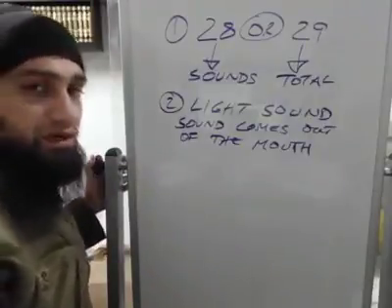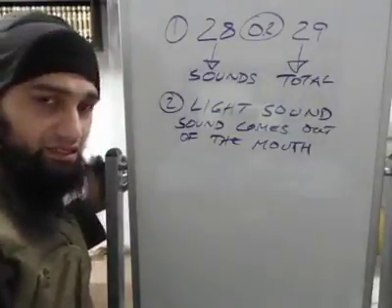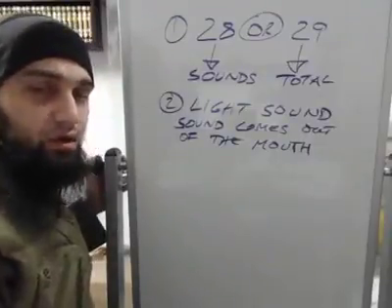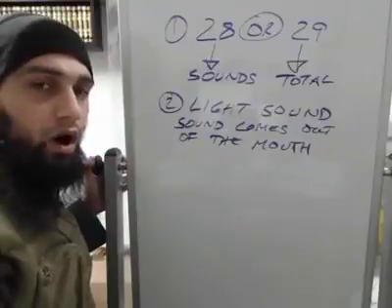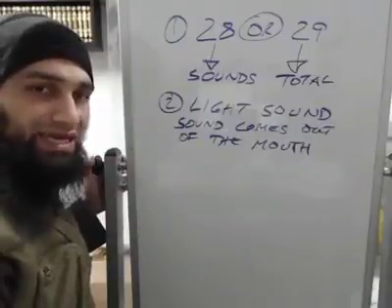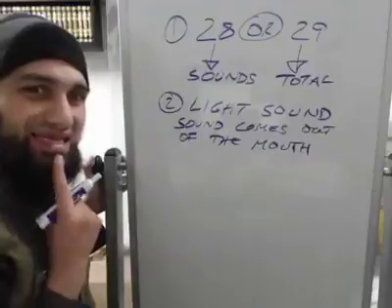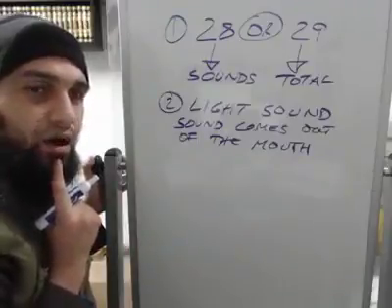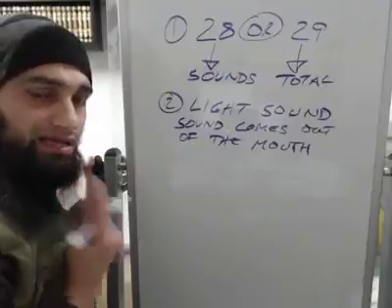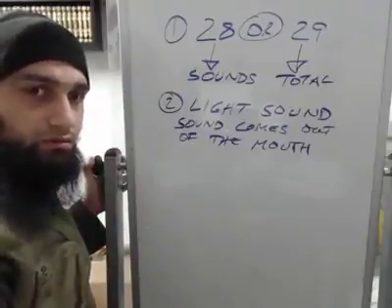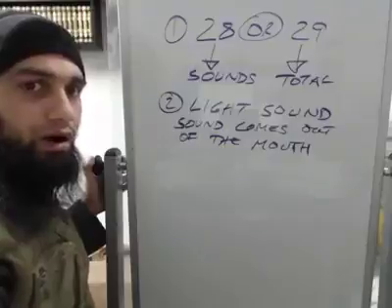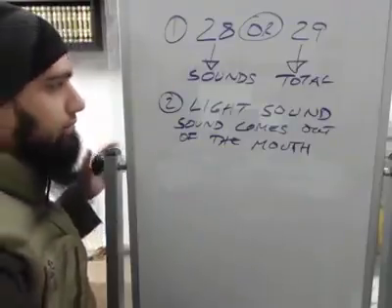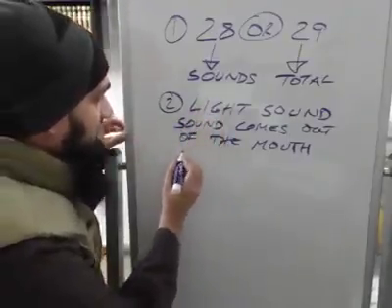For example, if you say the word cat, in English you say cat, ca, ca, ca. You didn't say caught, caw, caw, caught. You say cat. So you see the difference between light and heavy? You say cat and aw, like the word awesome, cat, awesome, right? So the light sound is like this.